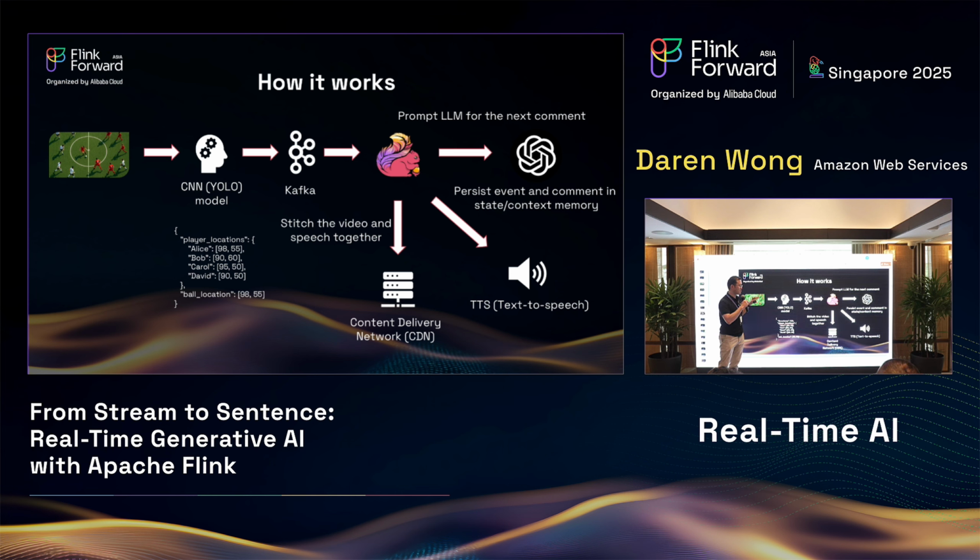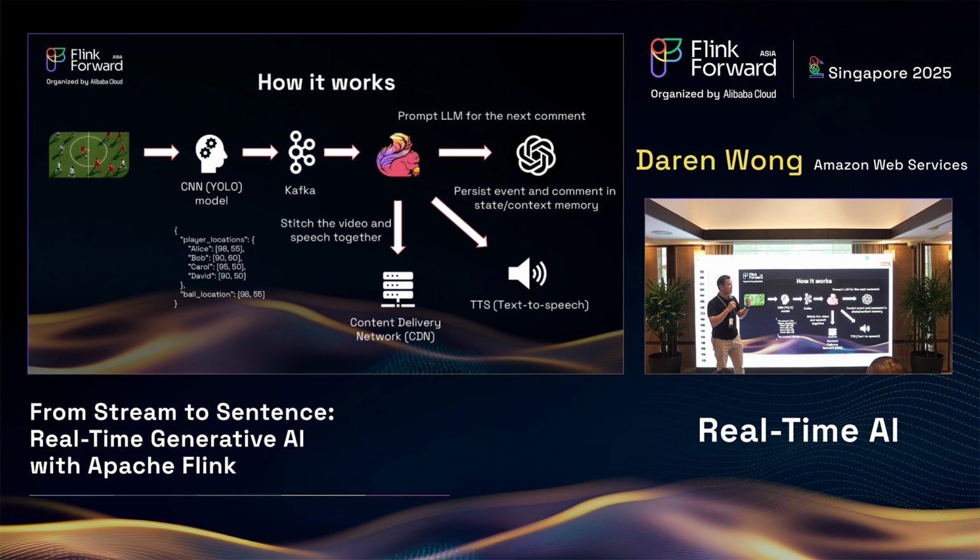Once we have this data in a structured format, in this JSON format, we can then write it or ingest it into a Kafka topic. Once it is in the Kafka topic, the Flink job can then retrieve the event and start prompting the LLM for the actual comment to be generated. Once the comment is retrieved from the LLM, it can then persist it in state. This is to help with fault tolerance. And it can then send it to a text-to-speech or TTS client to generate the actual speech.